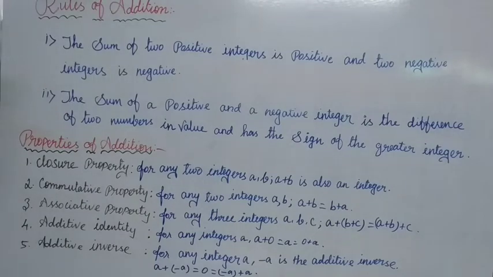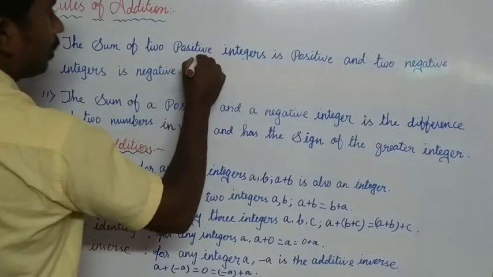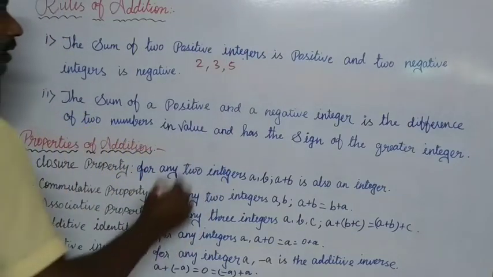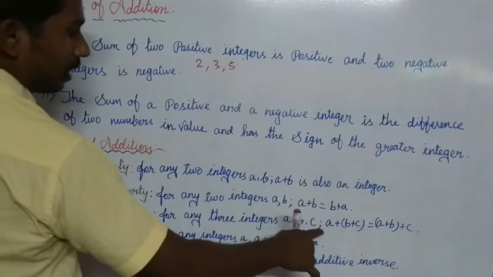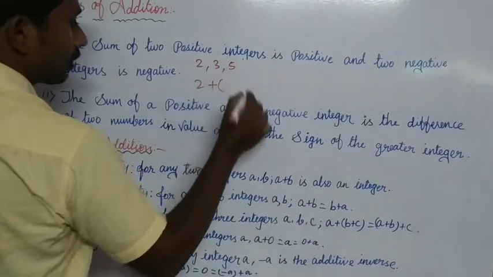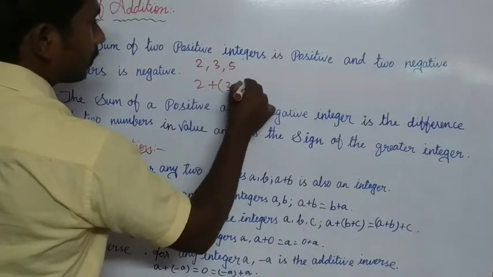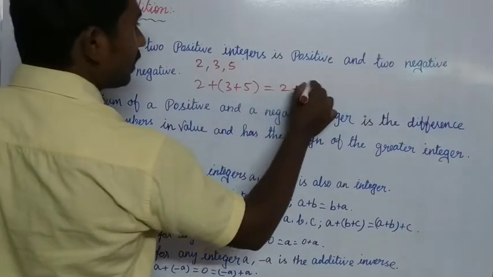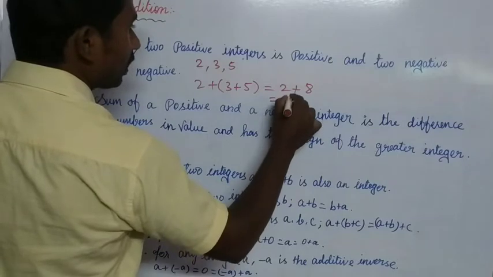For example, let us take the numbers 2, 3, 5. Okay, then use the formula. That is a, that means 2 plus 3 plus 5. What will you get? 3 plus 5 is 8. So 2 plus 8 is 10.